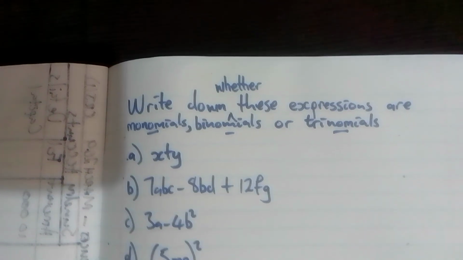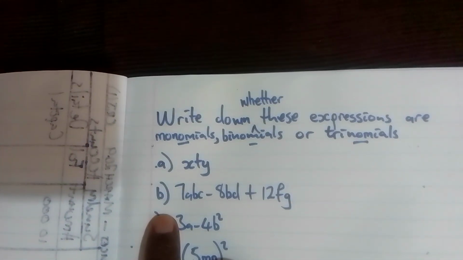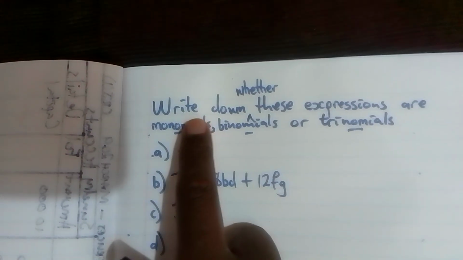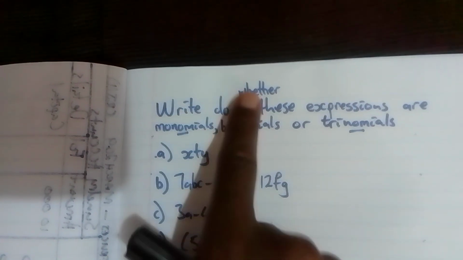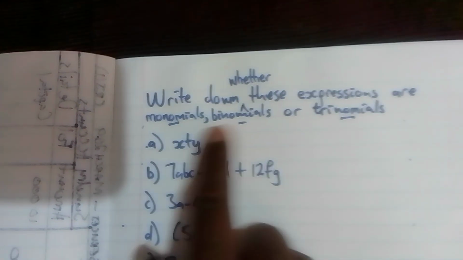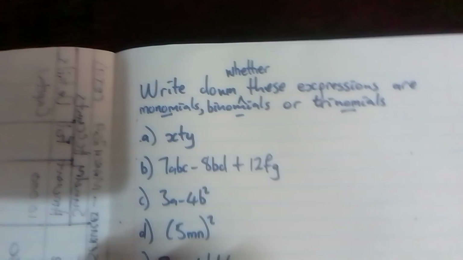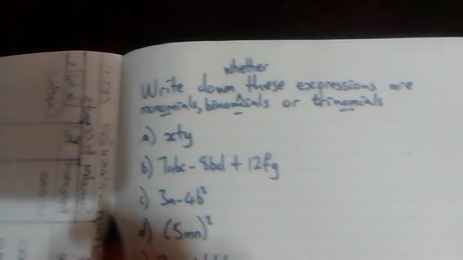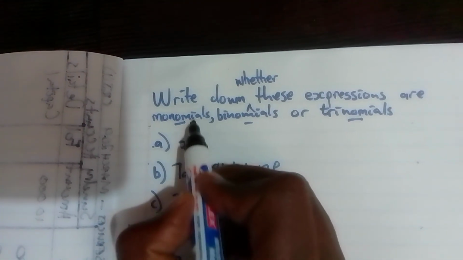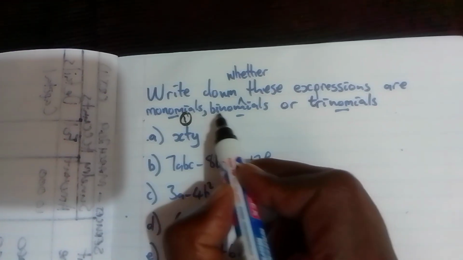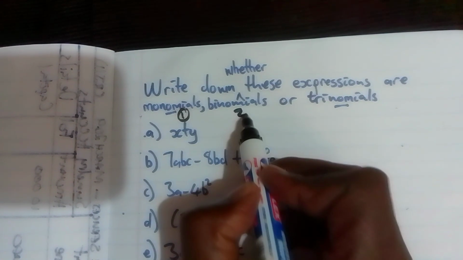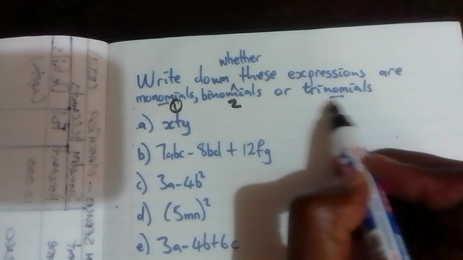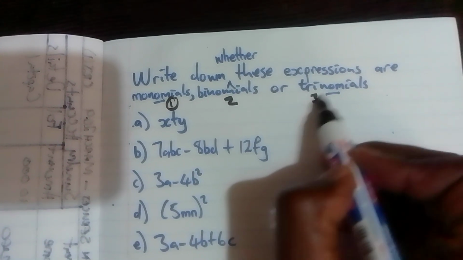Now, this is the last part on algebraic expressions, so let's get into it. Write down whether these expressions are monomials, binomials, or trinomials. Remember, I said mono means one, so when we've got one term, that's a monomial. When we have two terms, those are binomials, and when you have three terms, that's trinomials.